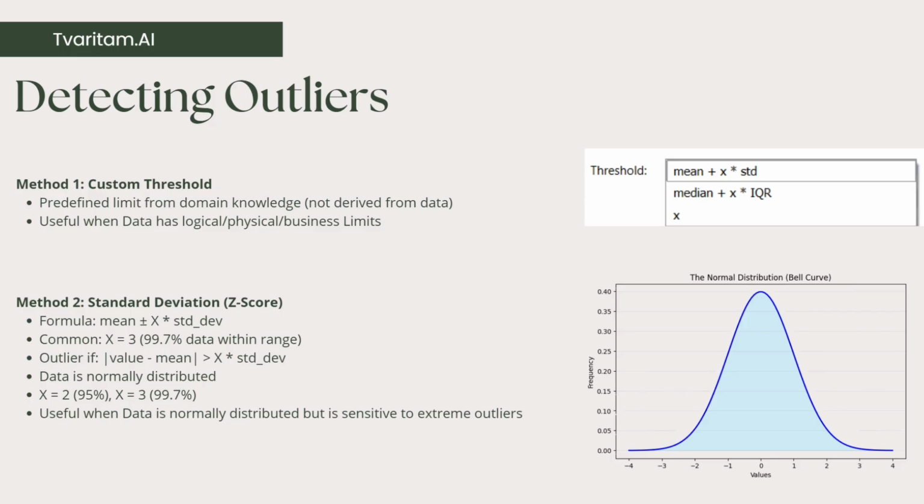The formula to detect outliers is mean plus or minus x times standard deviation. We can keep the value of x as 3 for a more lenient threshold, and x equal to 2 for more strict outlier detection. But again, this method is sensitive to extreme outliers since it relies on the mean, which can itself be skewed.